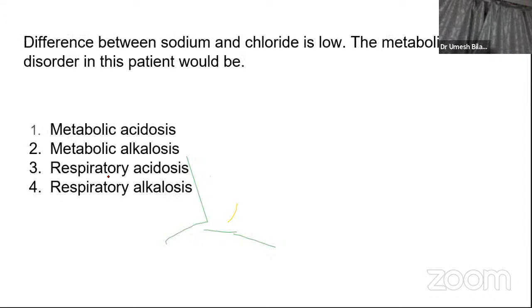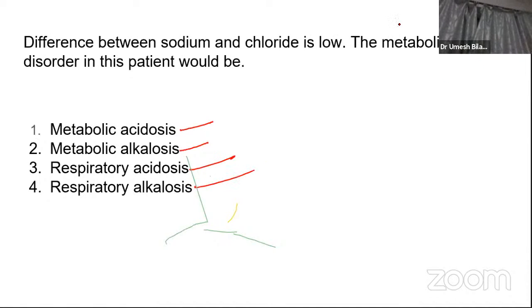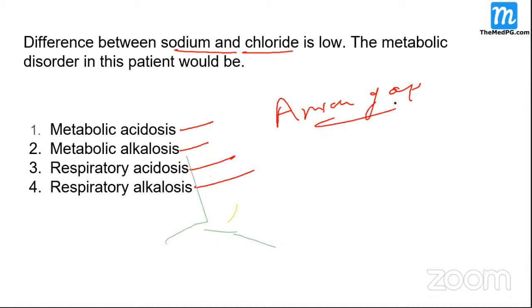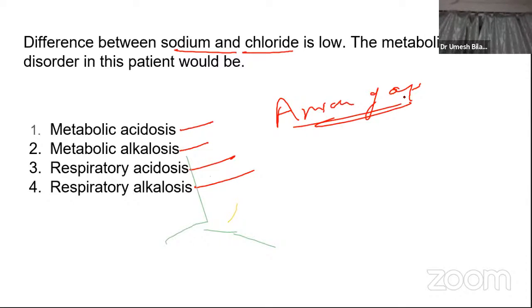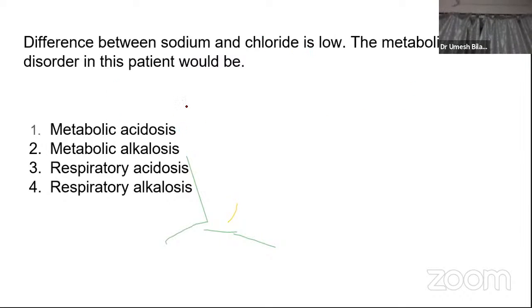The difference between sodium and chloride is low. The metabolic disorder in this patient is metabolic acidosis, metabolic alkalosis, respiratory acidosis, or respiratory alkalosis. What is anion gap? You sum the cations, sum the anions, and take the difference between them.